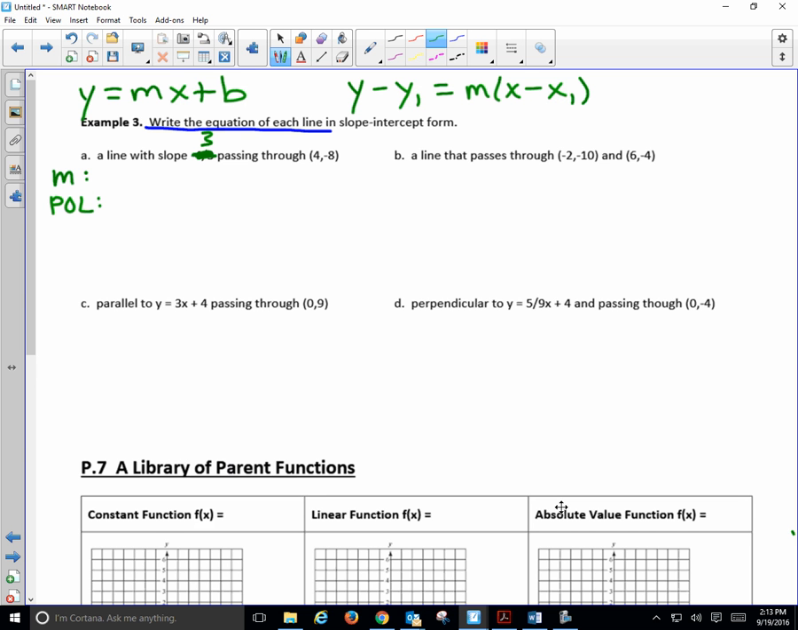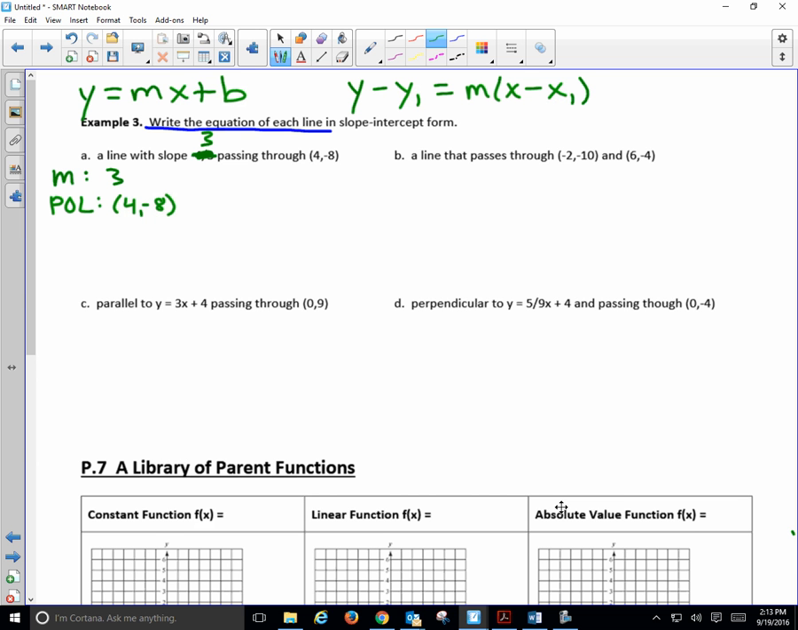Sometimes the problem will give you those two pieces. Sometimes it won't. Look at the very first problem, letter A. Line with a slope of 3 passes through 4, negative 8. Do they tell you the slope? 3. Do they tell you the point on the line? Yes, 4, negative 8. I crossed off the 4/3. I want to change the problem, make it a little bit easier for us, okay?